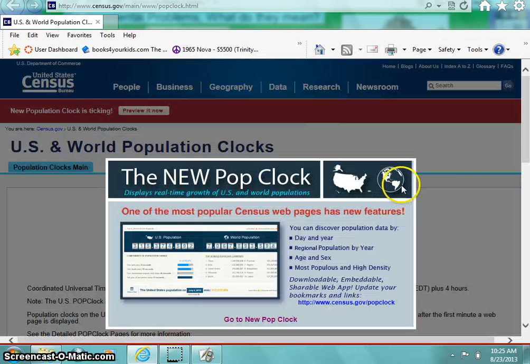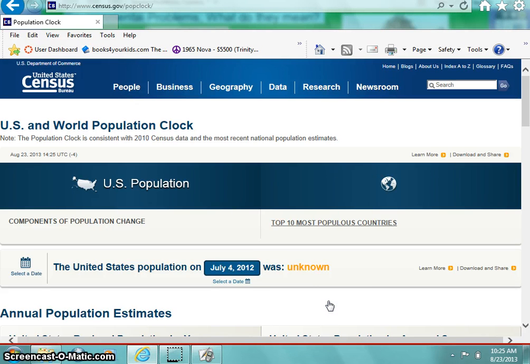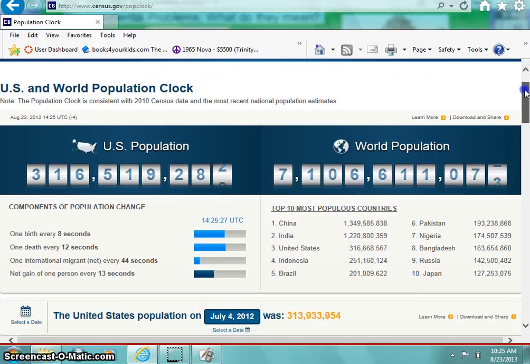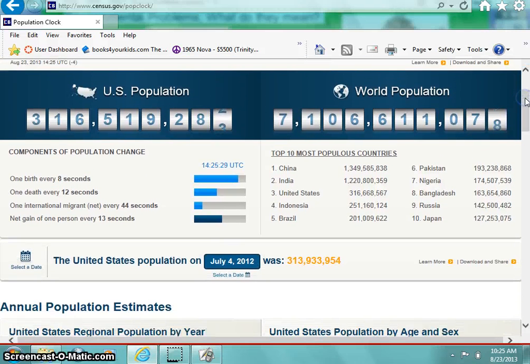There's our clock. And let's go to the new clock. Actually, I went to the wrong place. Oh, no, yeah. You see one birth every 8 seconds? Look what's happening in the world population. The U.S., kind of going slow there. One death every 12 seconds. Wait, but that's like a birth every half a second. Yeah. How do they calculate that?